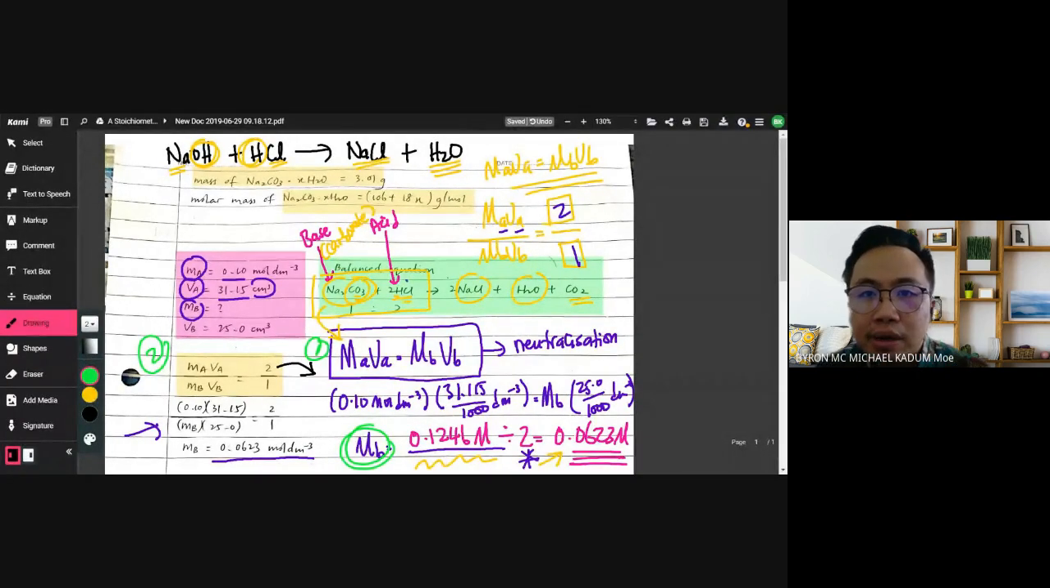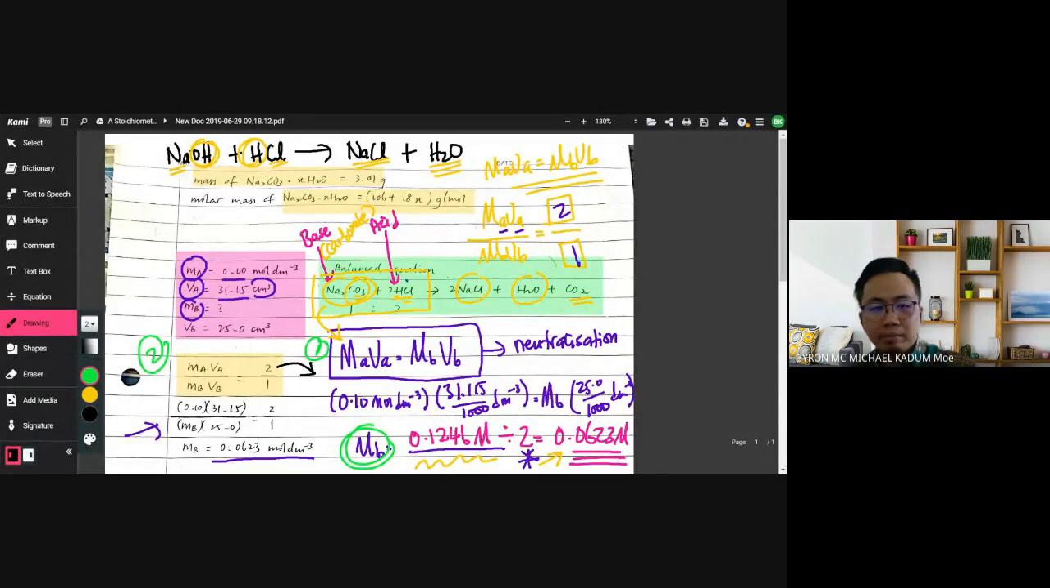Okey, sekarang cuba vote di ruangan komen. Siapa yang prefer nombor 1, siapa yang prefer nombor 2. Okay. Quite a lot of you guys get number 2.